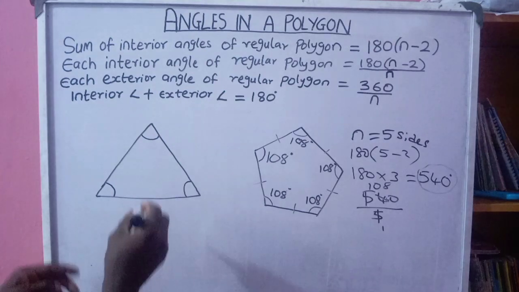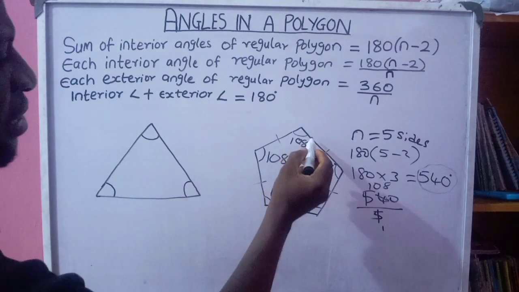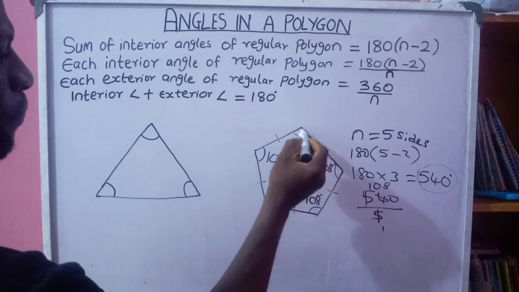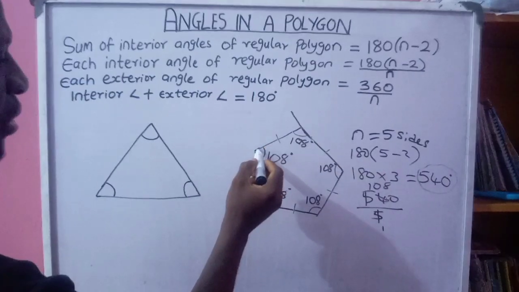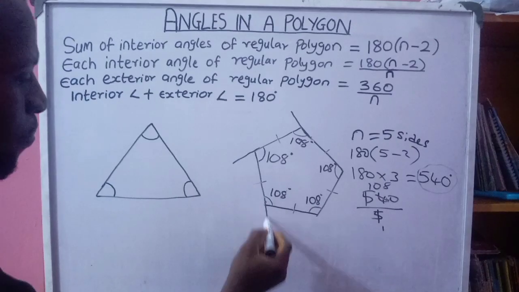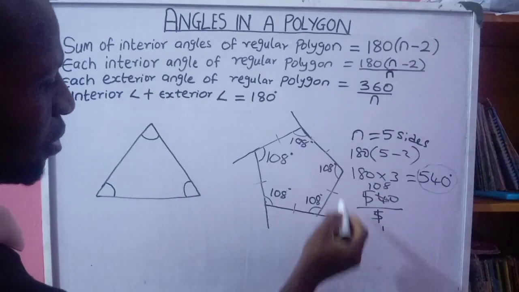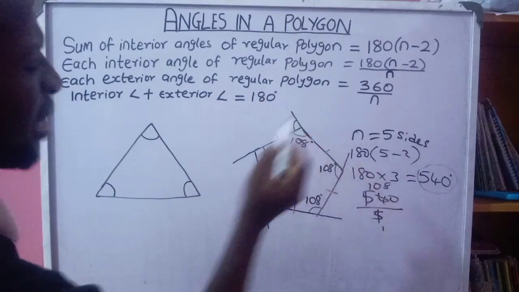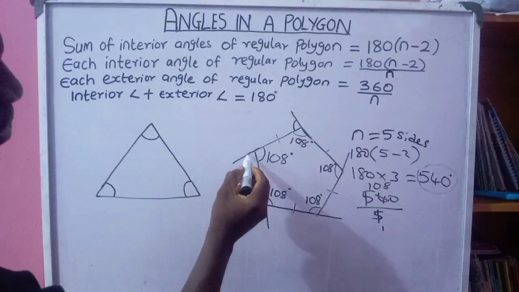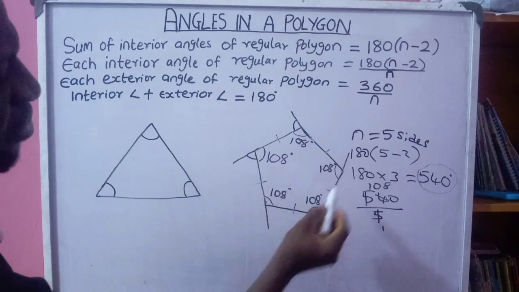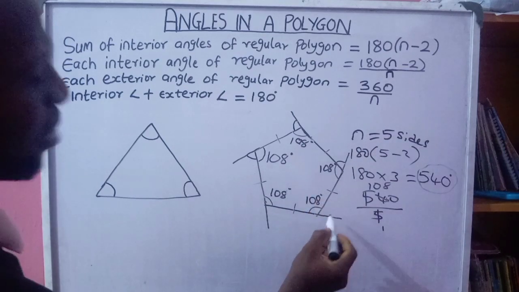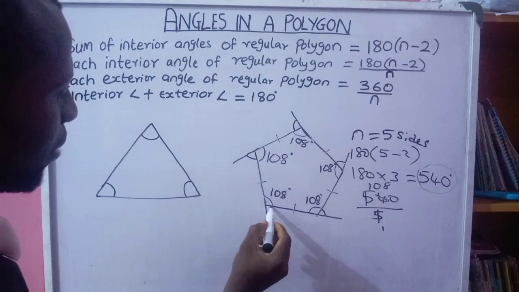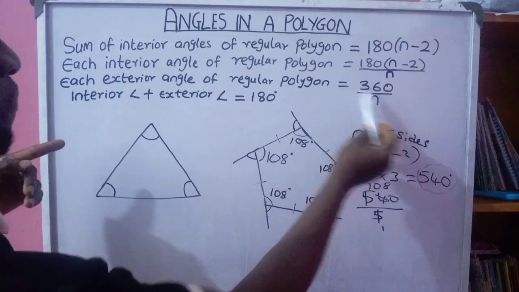Now, talking about exterior angle. To determine the exterior angle of any polygon, you have to stretch this line, stretch the line going in this form. So what we call the exterior angle is the angle that exists outside. As you can see here, the angle that exists outside is known as the exterior angle. Just like the name implies, exterior, outside.